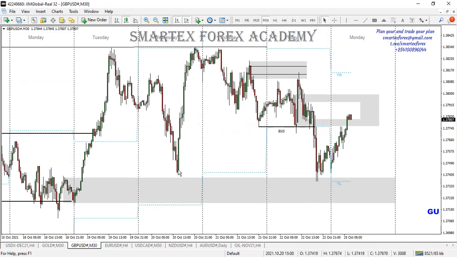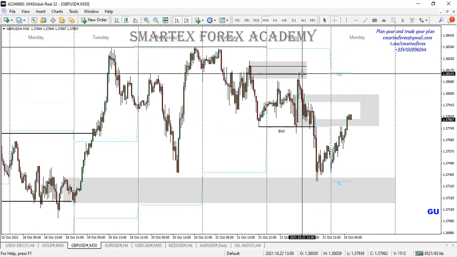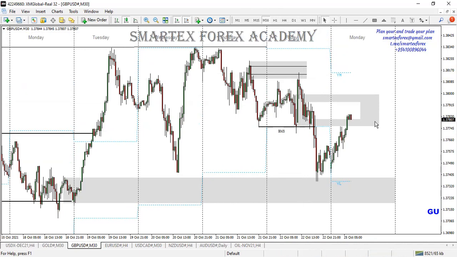Paid well. Target was this low, and I was happy with this because on an intraday trade, I target 30 to 50 pips. I got 70 pips, and I was out.